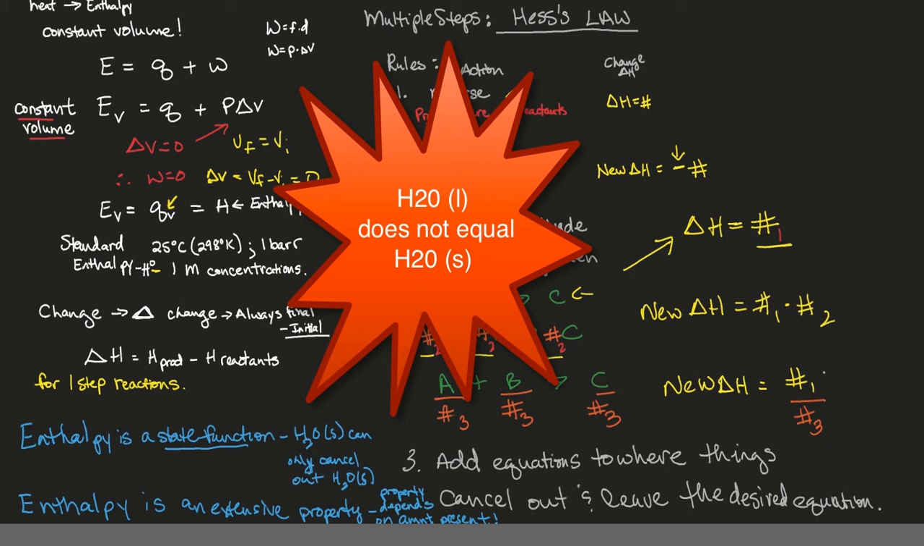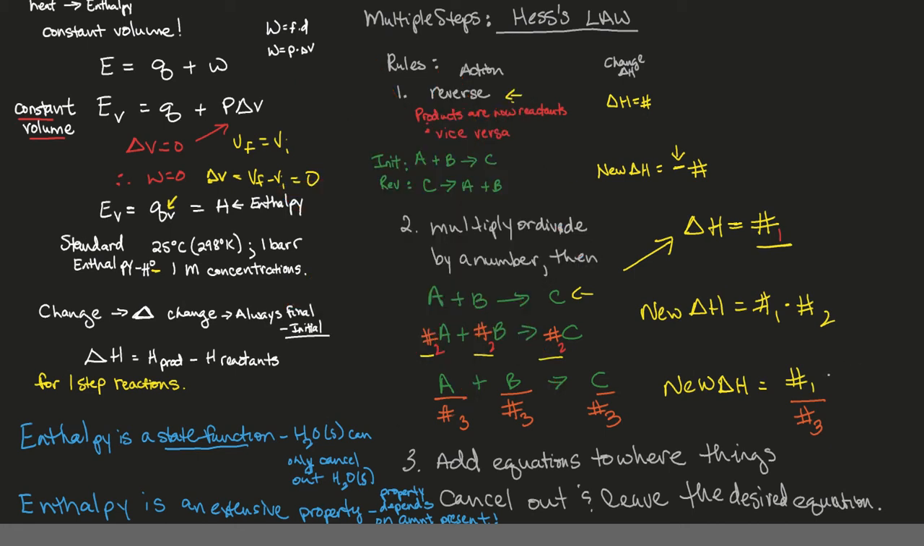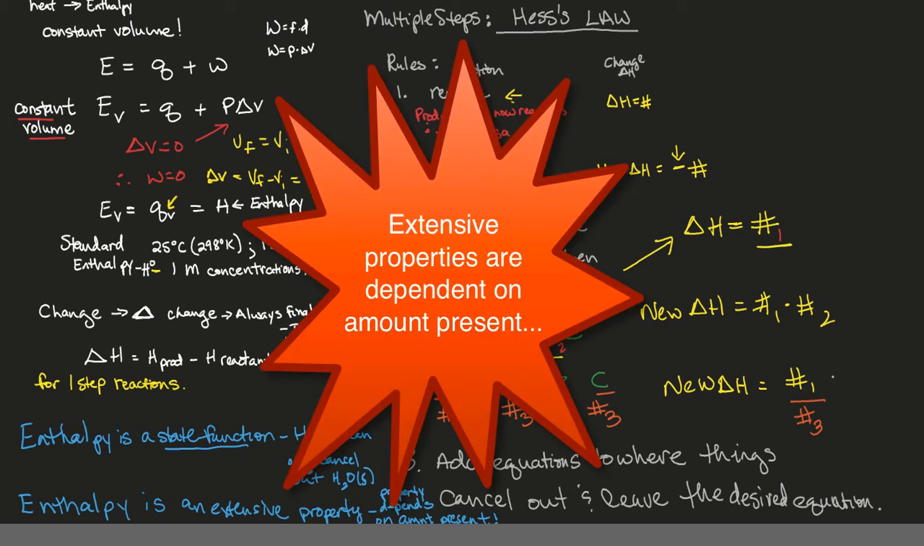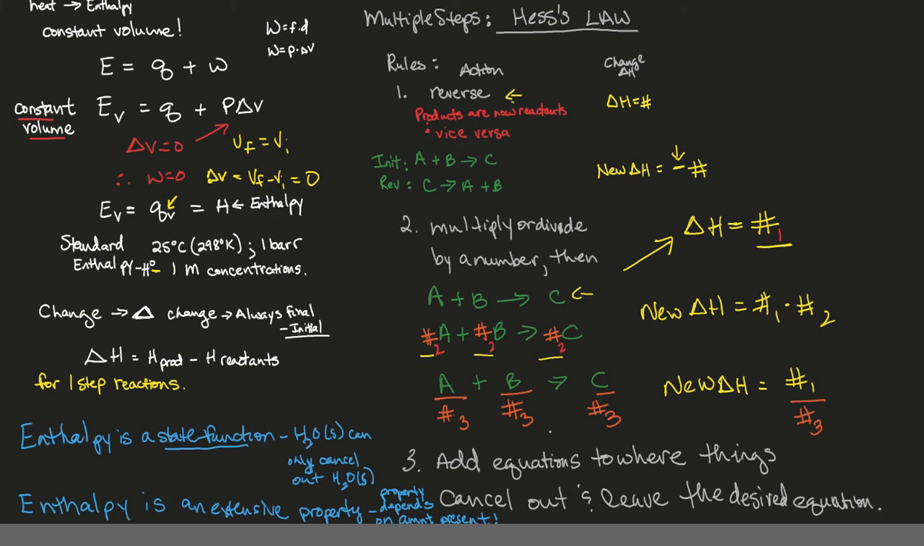Okay? And enthalpy is always also extensive. Depending on how much amount we have present of your sample, then it'll dictate how much heat is going to be given off. So extensive properties are dependent on amount present. So check out the example video.